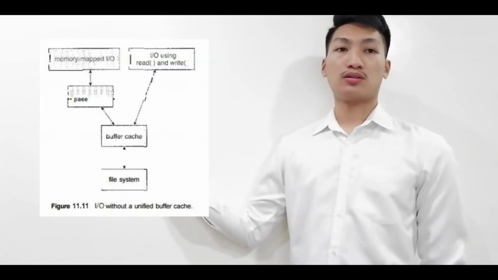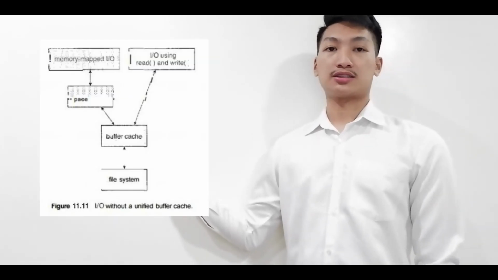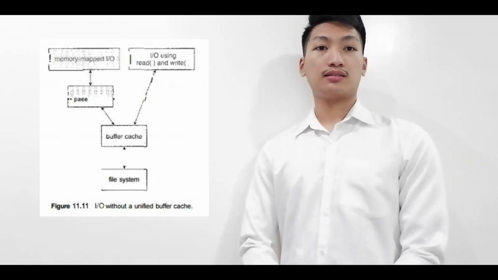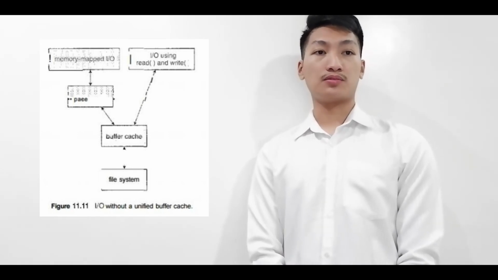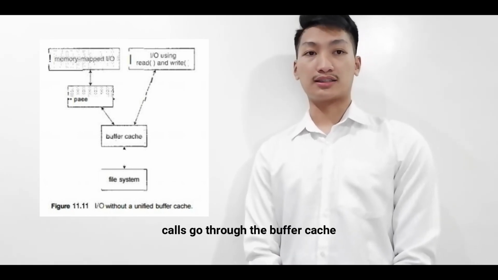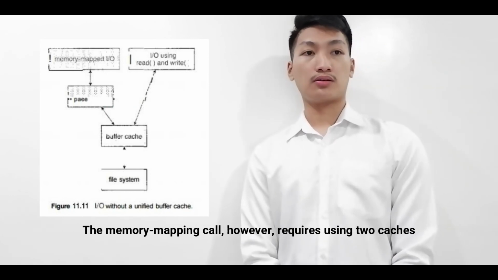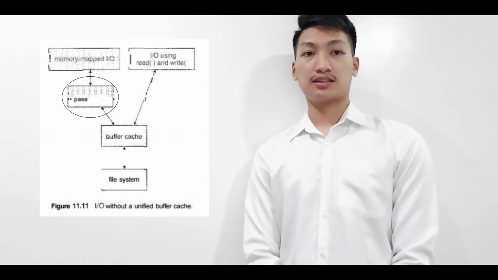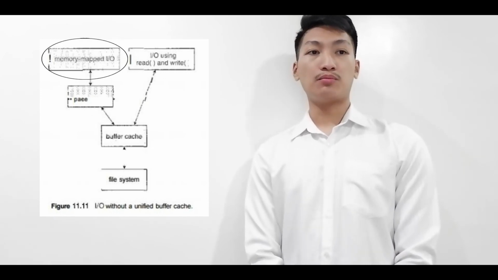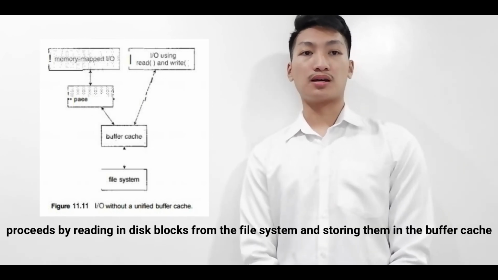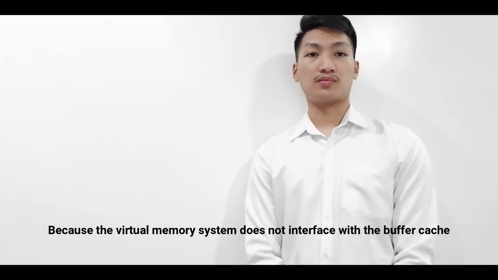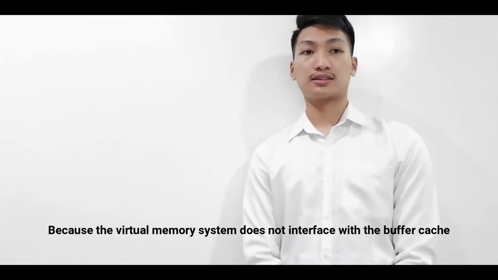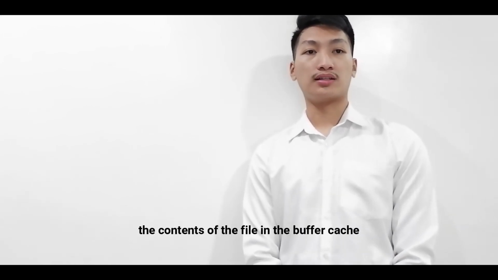Here we have an example without a unified buffer cache. Here, the read and write system calls go through the buffer cache. The memory mapping call, however, requires using two caches, the page cache and the buffer cache. A memory mapping proceeds by reading disk blocks from the file system and storing them in the buffer cache, because the virtual memory system does not interface with the buffer cache. The contents of the file are in the buffer cache.